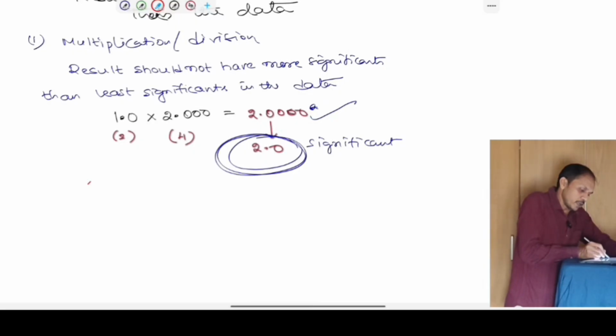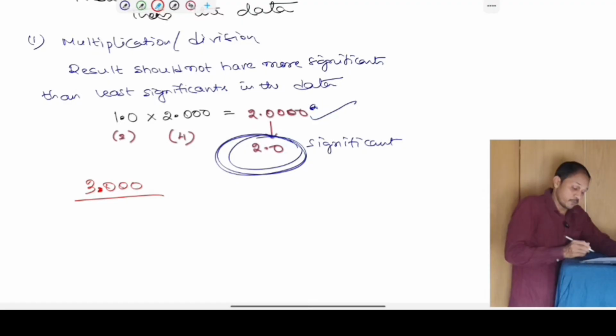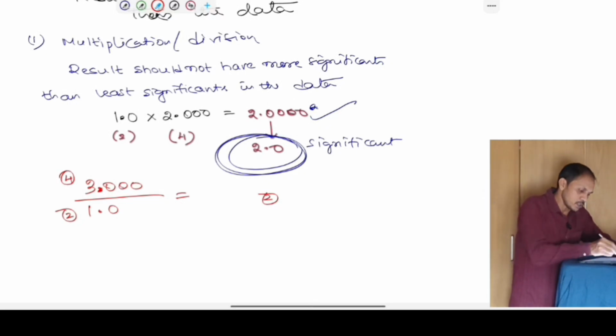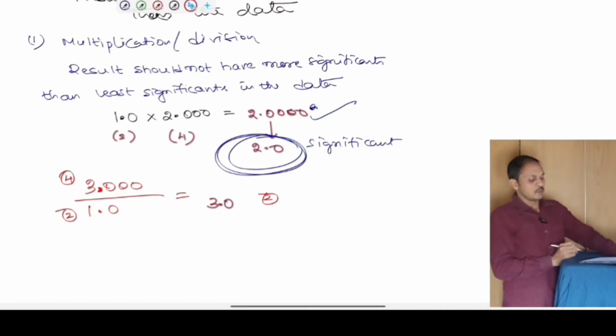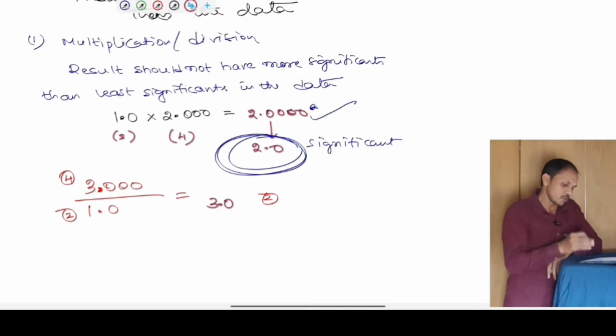Now let's do one more. Let's say we are dividing 3.000 by 1.0. Now what should be the answer? Actually it is 3, and the answer should have only 2 significance because the numerator has 4 significance and the denominator has 2 significance. So the answer is how much? According to the significant rules, it is 3.0, right? So like this we can do.